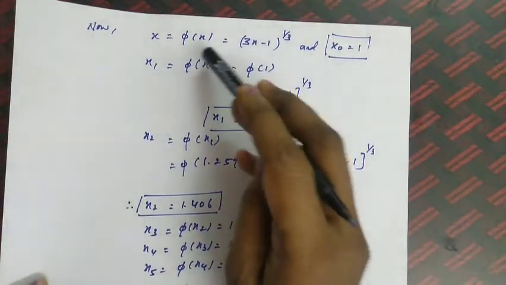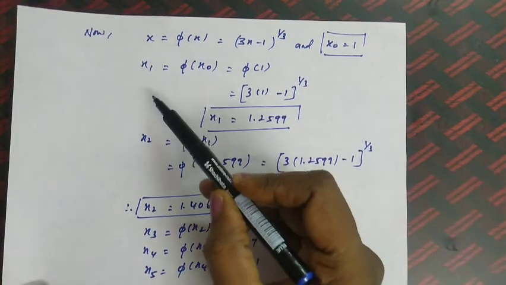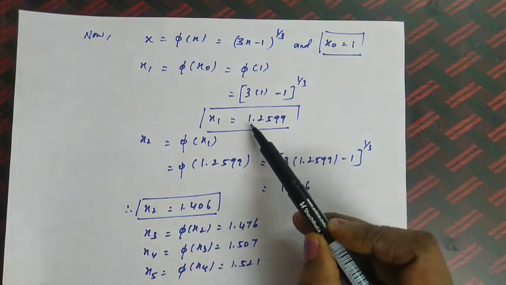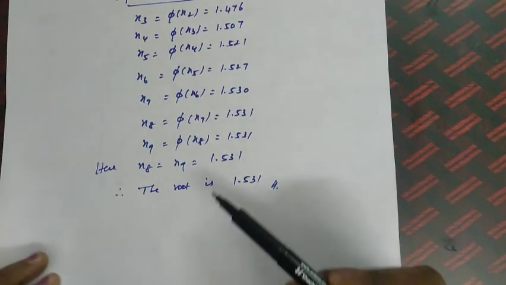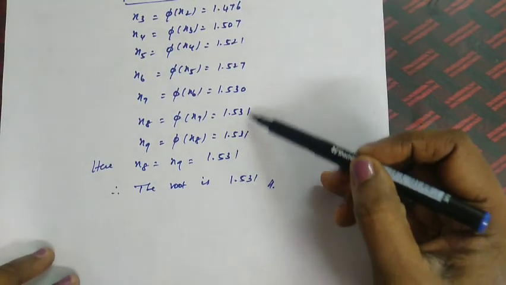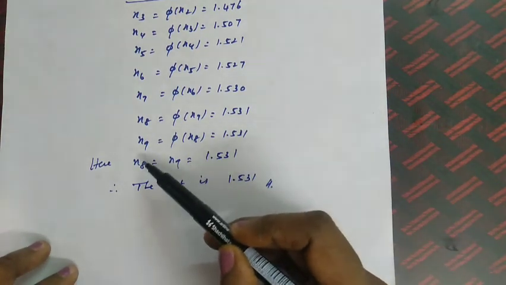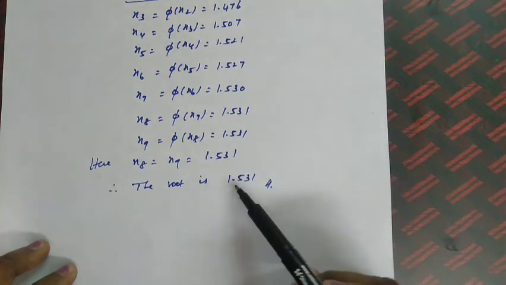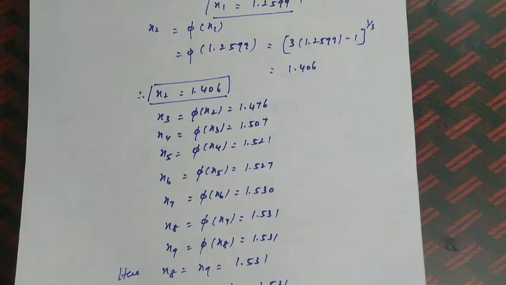For the iteration, first we take x is equal to phi of x and our x naught. Then we go for the iteration x1 equal to phi of x naught. Substituting the values, we get the first iteration value, then the second iteration. Likewise, we do the problem until we get two consecutive values equal, and then we stop the iteration. In this question, the 8th and 9th iteration values are equal, therefore the required root is 1.531. So, this is the procedure under the fixed point iteration theorem.